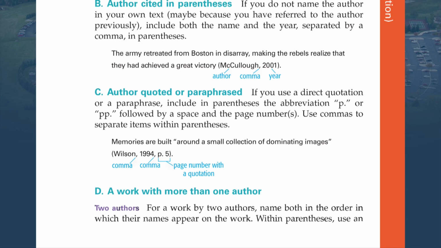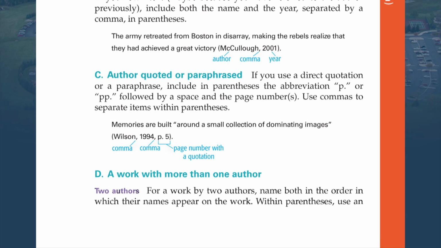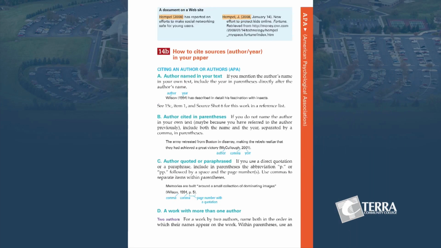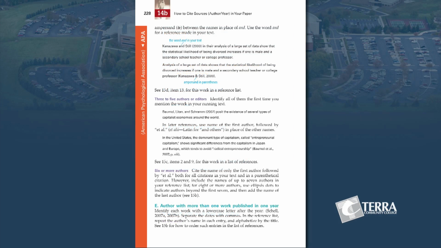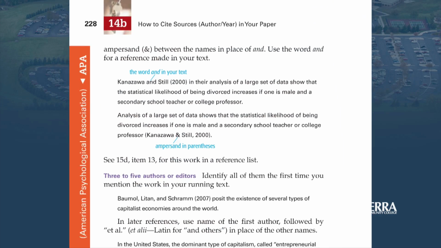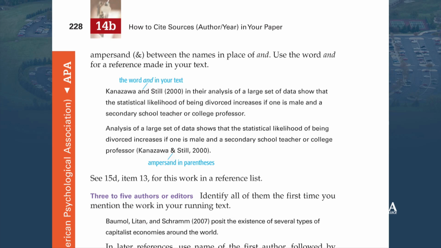The last one listed here is D, and this is with an author when there's more than one author for a work. What you do in this case here on 228, it turns over to the next page. Same type of idea. You would put both authors that were listed there, either within the sentence before you write it, or if it's unknown who the authors are, then the two authors' names would be put in parentheses with, of course, the date the material was written.